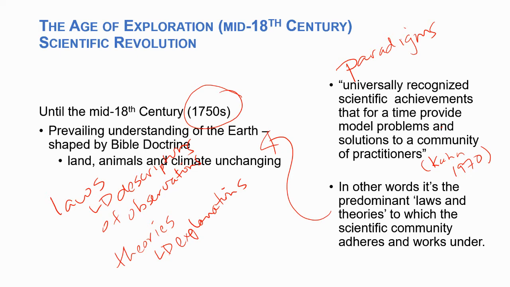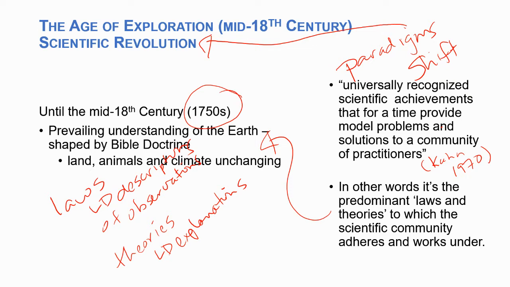And when you get enough anomalies that don't fit into that paradigm, that don't fit those laws, that question the theories, we have something that's called a paradigm shift. And that's when we start to transfer or move into another way of looking at the world. And this paradigm shift is really what a scientific revolution is. So that's what Kuhn was getting at in his 1970s work.